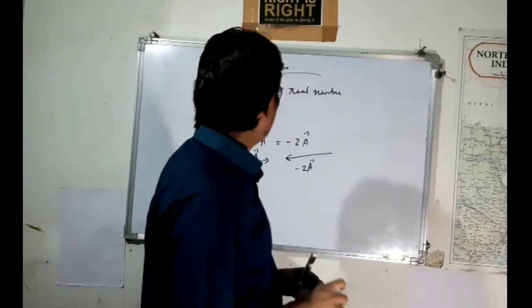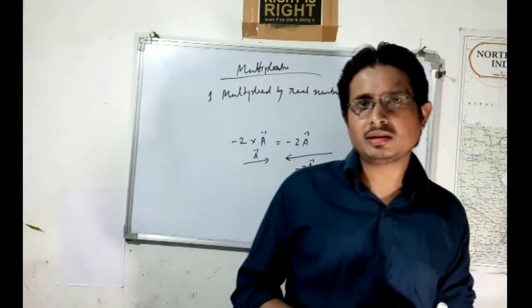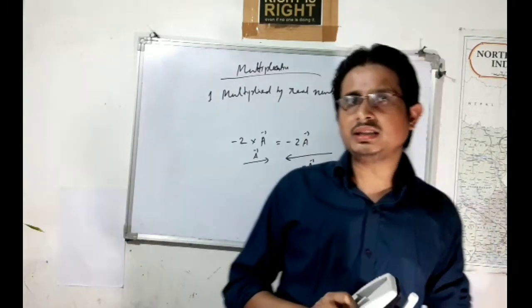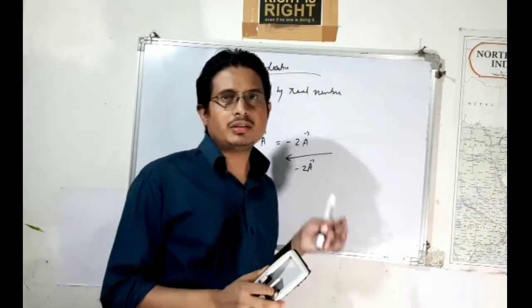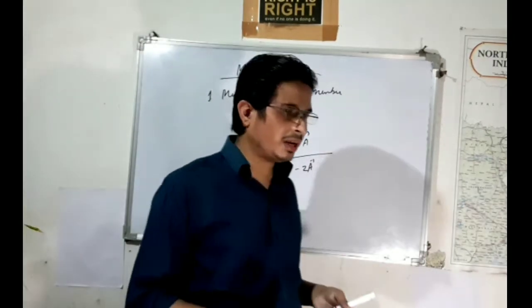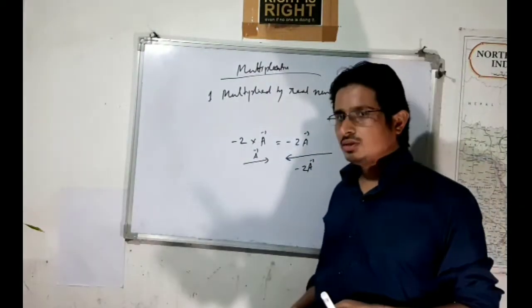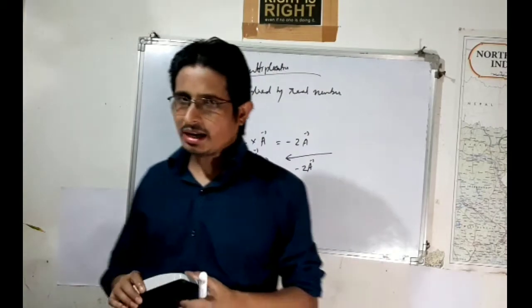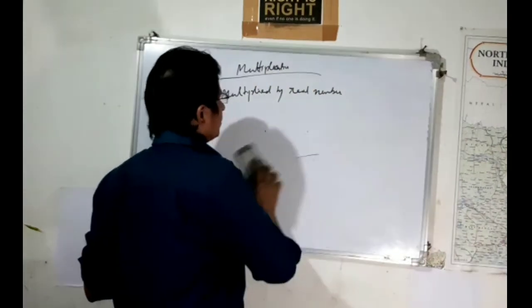So multiplying a vector by a real number will change the direction in some cases, the direction and magnitude in some cases, and only the magnitude in some cases. That means if we multiply it by a positive number, then only the magnitude changes. But if we multiply it by a negative number, then both magnitude and direction change.